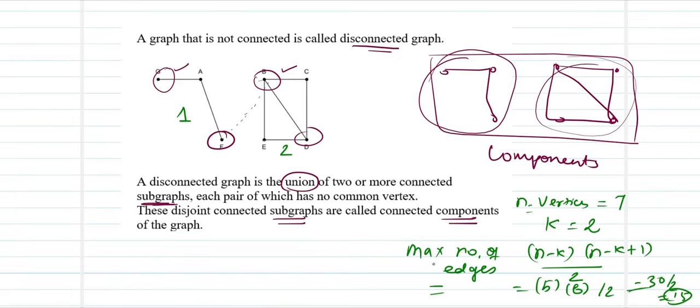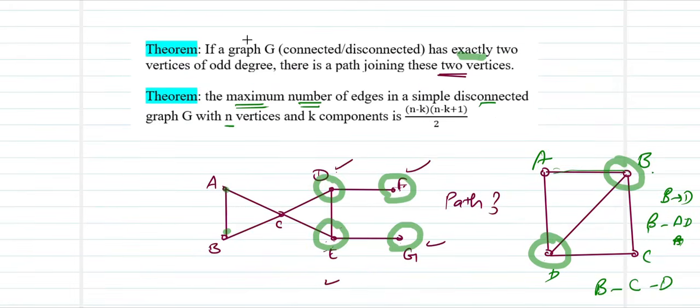Maximum how many edges can you have in this graph? You can have 15. How many edges do we have? 1, 2, 3, 4, 5, 6, 7. Obviously 7 is going to be less than 15, and so the theorem holds true. So I can have a maximum of 15 edges present in this disconnected or component-wise graph. So this is going to be the second theorem for us.